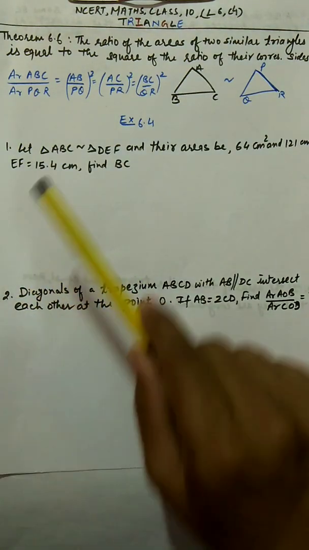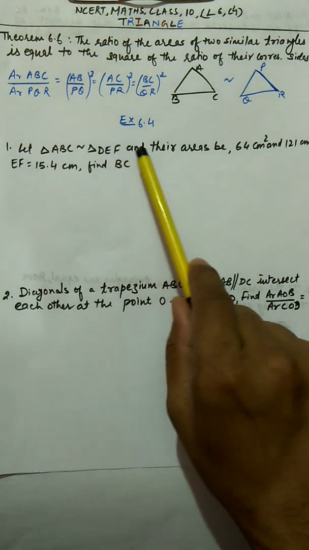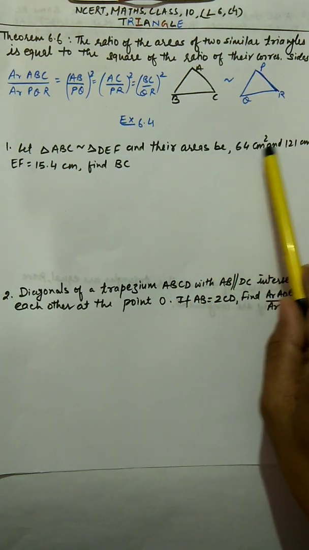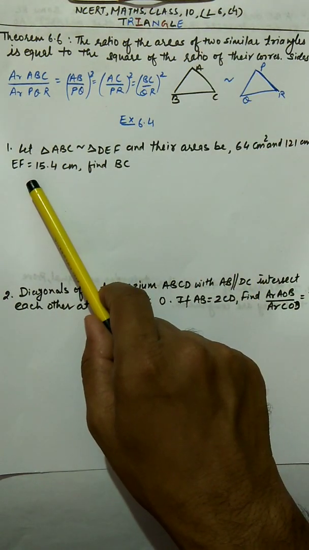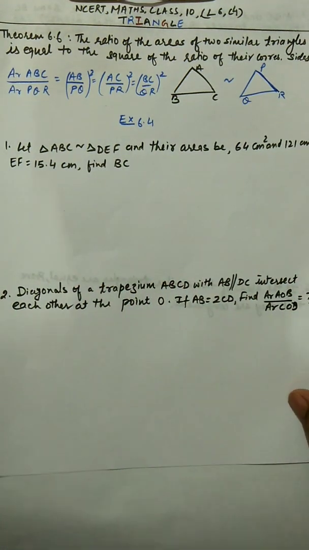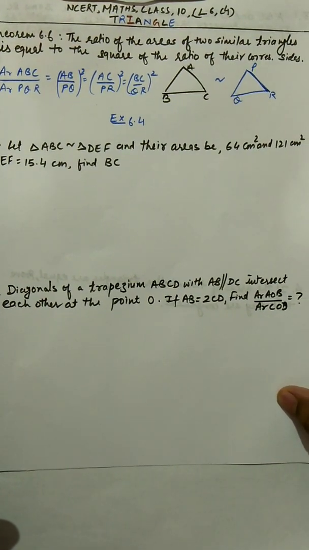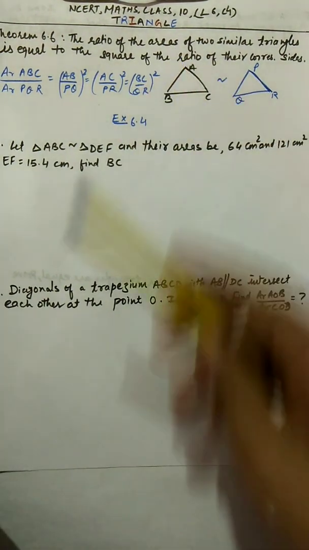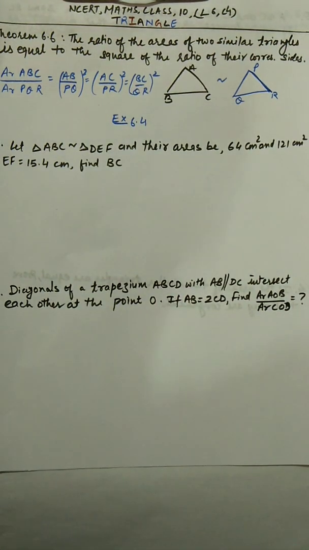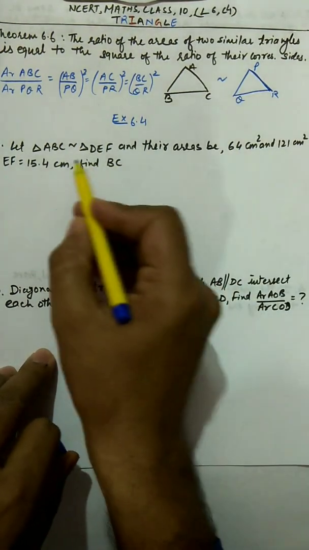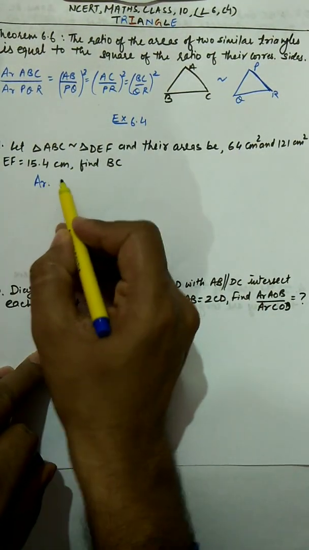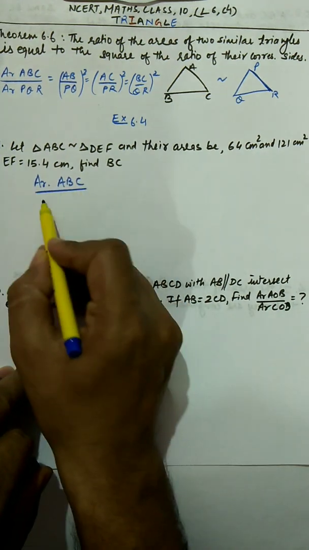See the first problem. Let triangle ABC and triangle DEF be similar, and their areas be 64 centimeter square and 121 centimeter square. EF is 15.4. Find BC. You have to find BC. So we will use the result that we have just read out: if triangles are similar, the ratio of the areas of these triangles will be equal to the square of the ratio of their corresponding sides.